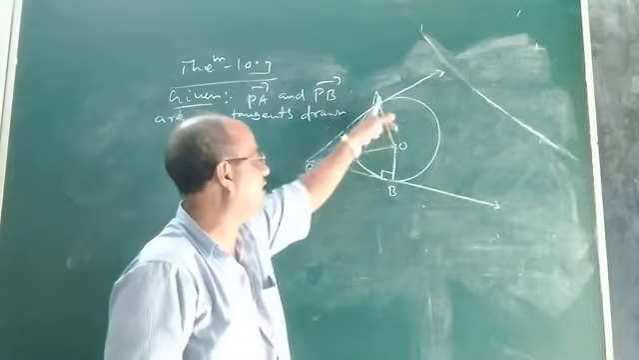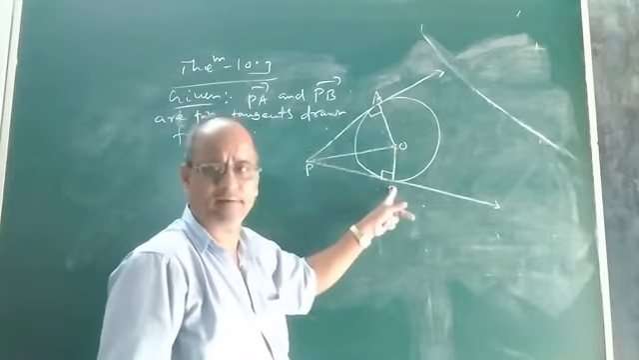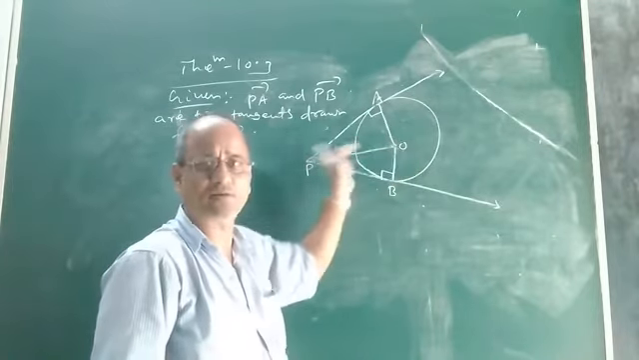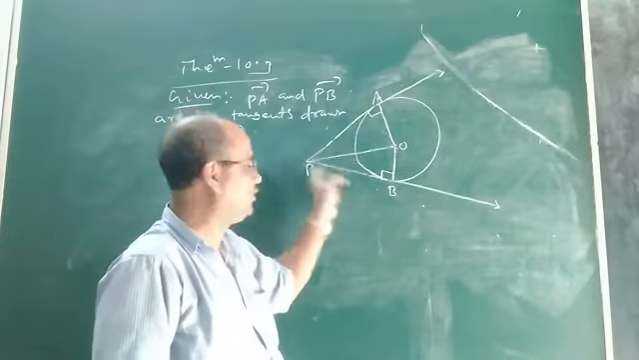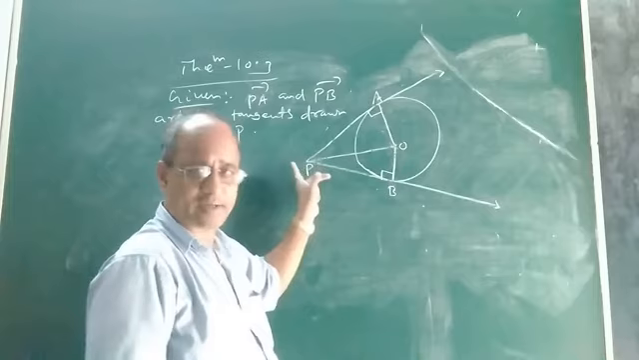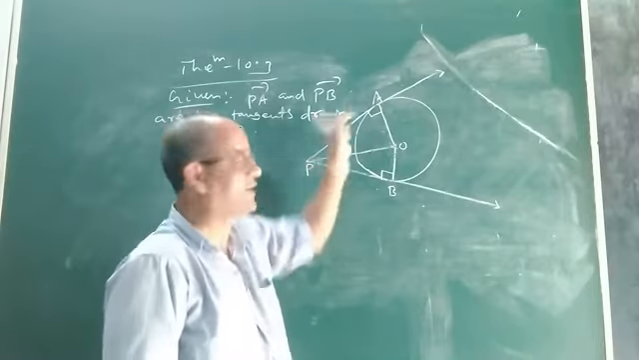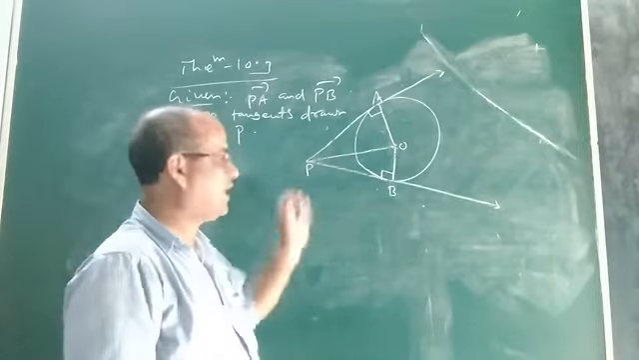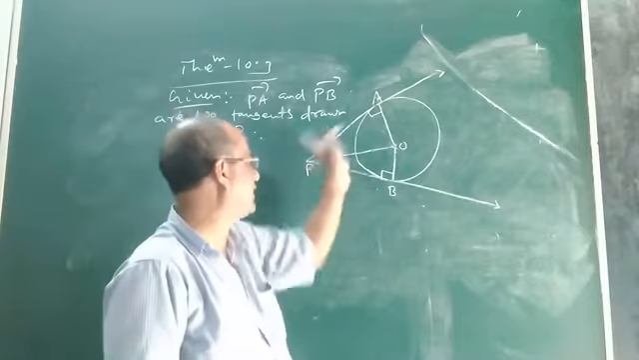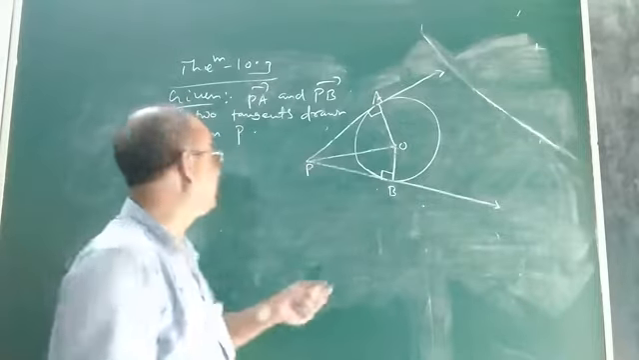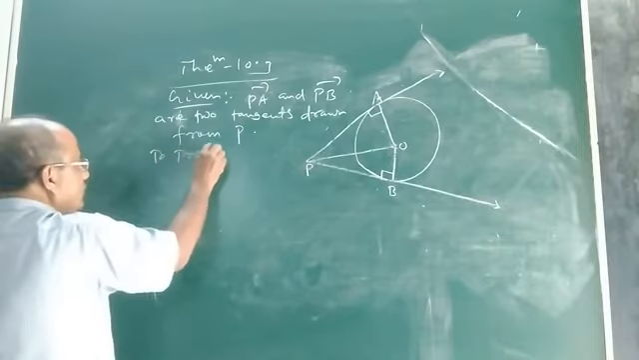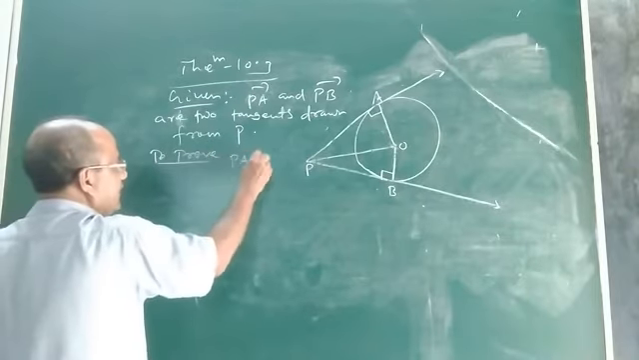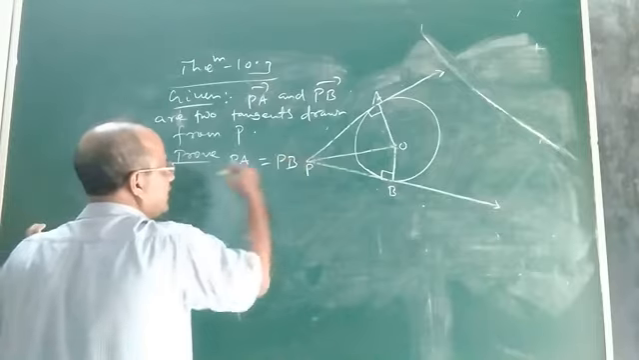Now OA is the radius, OB is the radius, and you join the center to the external point where the 2 tangents meet. Now the point is, how will you prove that the length of PA and PB are equal? So this is the given part. Then what do we want to prove? We want to prove that the length of PA will be equal to the length of PB.